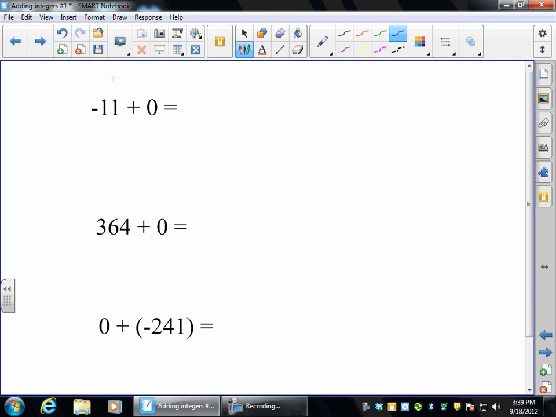Okay, so the first one, of course, should just be negative 11. The second one should be 364. And the third one, now I want to show you one thing here.